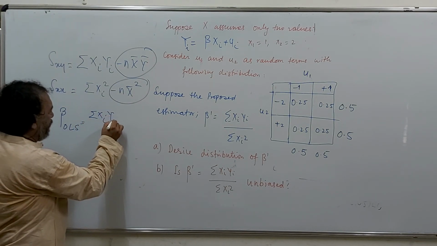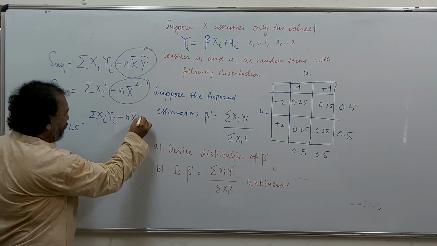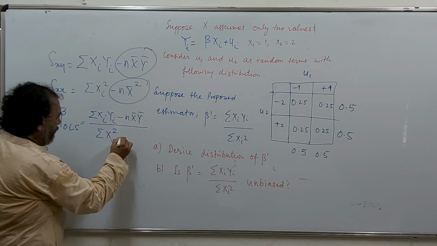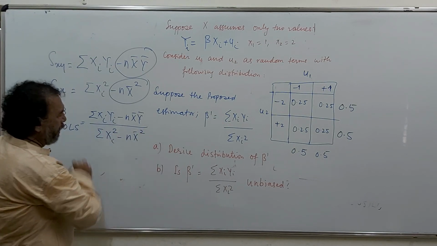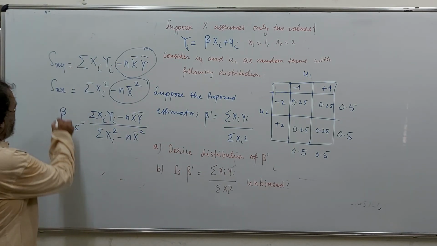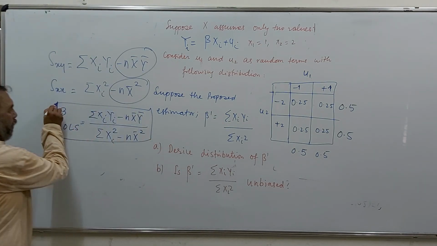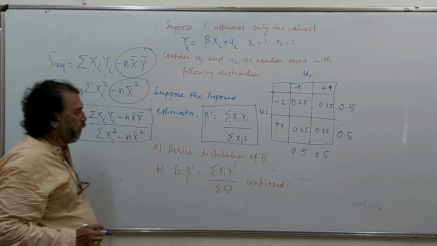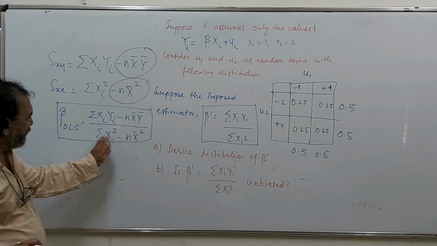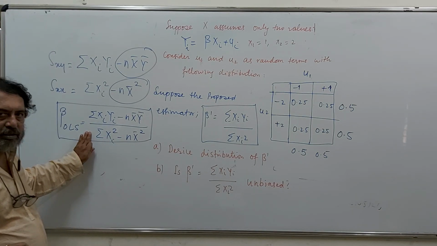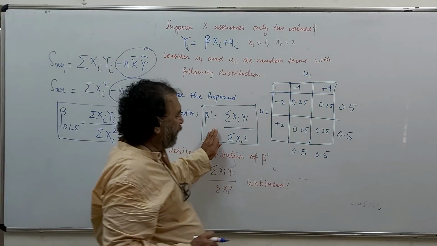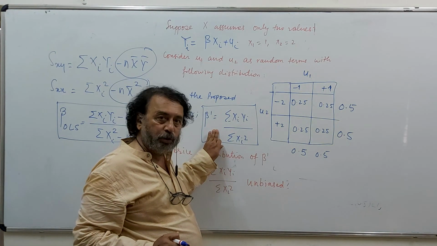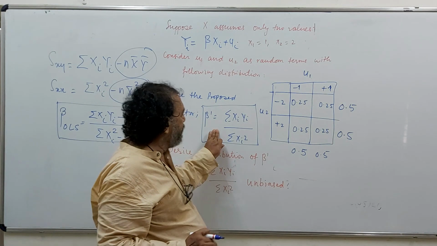xi yi minus n times x bar y bar, and the whole thing divided by summation xi square minus n times x bar square. So we are effectively comparing this as a formula of estimating slope with this as a formula of estimating slope. We have already seen that this turns out to be an unbiased estimator. We are in this problem therefore required to find out whether this also turns out to be unbiased or not.